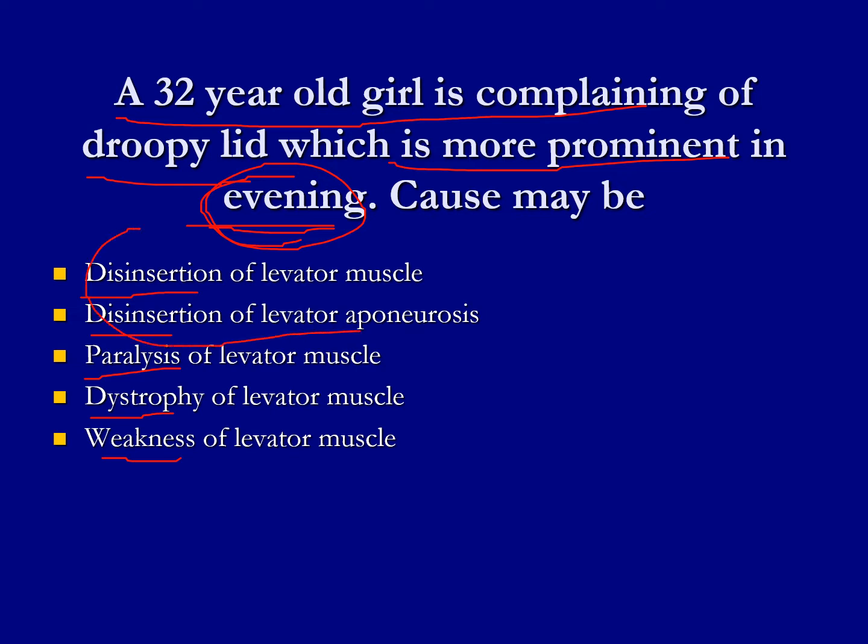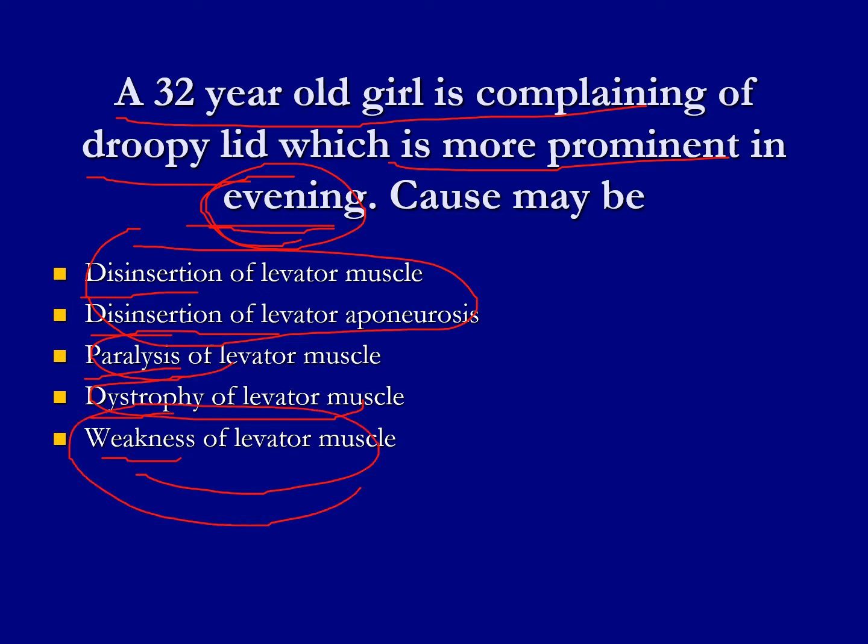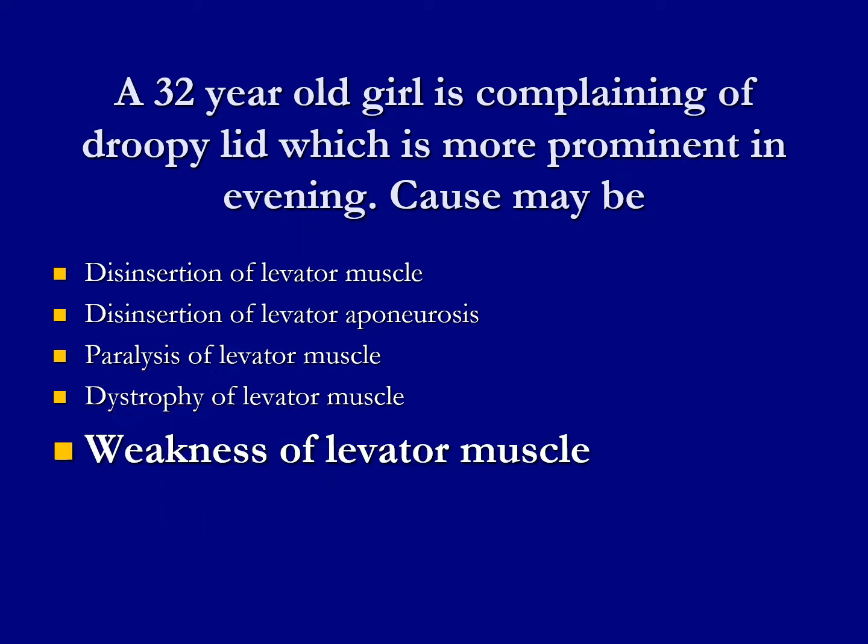Disinsertion of the levator is a permanent condition, so it cannot be only in the evening. Paralysis is a permanent condition, so it's not in the evening. Dystrophy of the levator muscle causes permanent ptosis, so it is not only in the evening. So the answer can only be weakness of the levator muscle, like myasthenia gravis can cause tiredness in the evening as the day goes along and can cause ptosis. So the answer will be weakness of the levator. Let's see. Weakness of the levator muscle. Next MCQ.